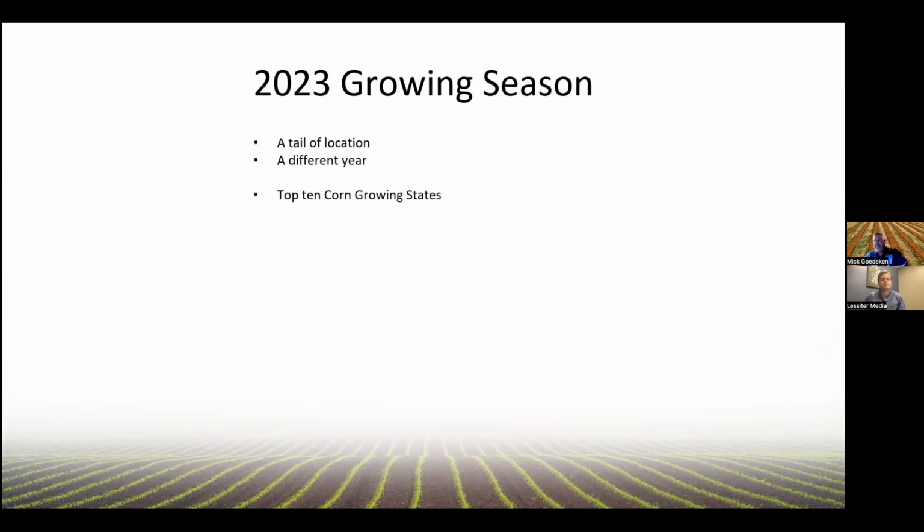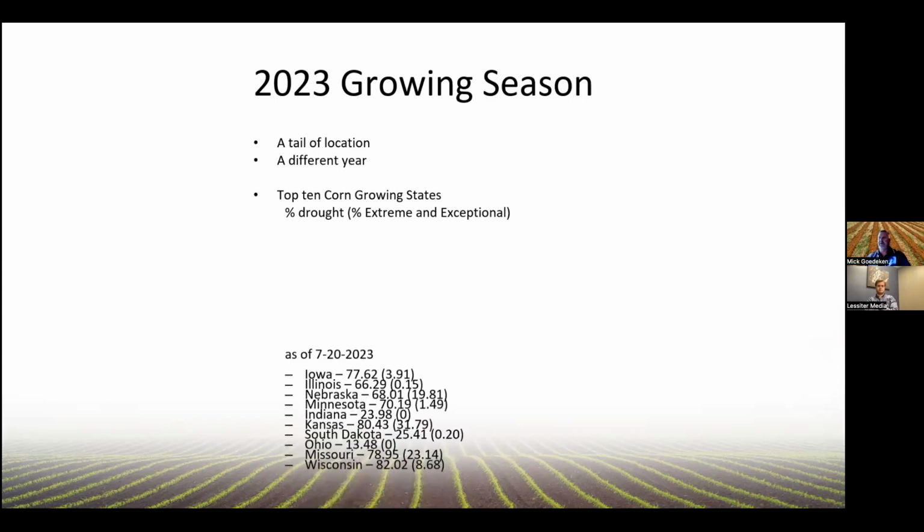Let's look at the top 10 corn growing states. And I want to look at where we are today, or a few weeks ago, with the drought. What we're going to do is look at the percent of each state that is showing a drought. Then we're going to look at percent extreme and exceptional drought in parentheses there. So I want that to be clear: the first number you're going to see is just the percent of that state that's in drought, and then in parentheses is the percent of that state that's in extreme or exceptional drought. So as much drought as we can see or that we monitor with the drought monitor.